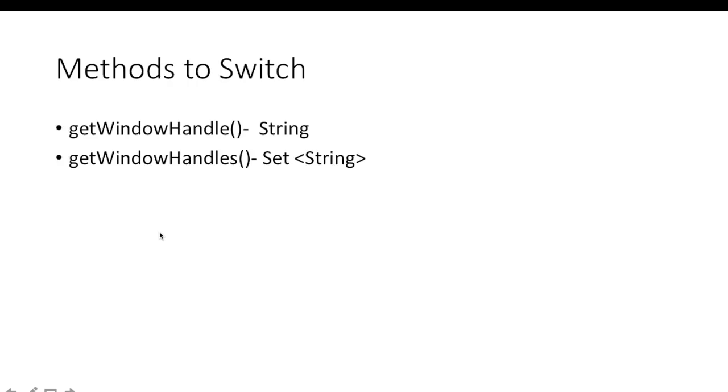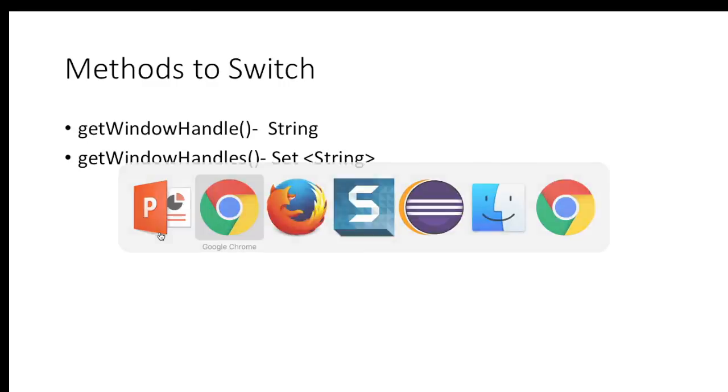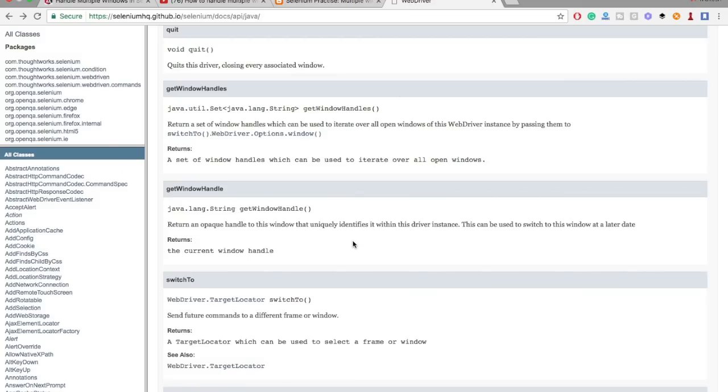First of all, Selenium has provided us two different methods to handle multiple windows. This is the official documentation on github.io. Here we have one method called getWindowHandle. And if you see the description, they have clearly written that it will return a unique handle or string for this window, which will uniquely identify it within that driver instance. And we can use this variable to switch to the parent window at a later date.